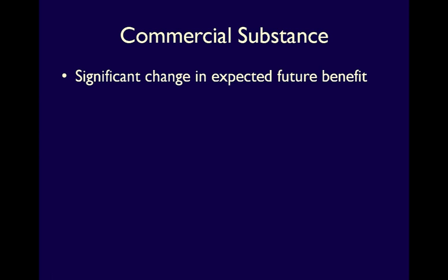What is commercial substance? Commercial substance is when there is a significant change in the future economic benefit, the value, that the entity can expect to receive from the capital asset acquired when compared to the capital asset given up. That likely doesn't help to clarify this concept. Let's try again. Commercial substance means one of two things.